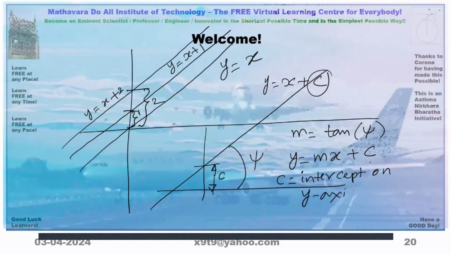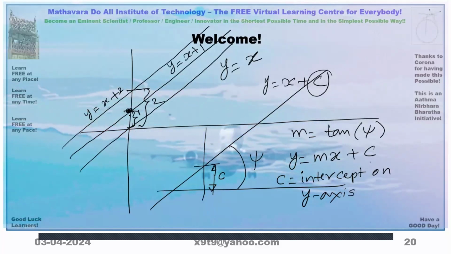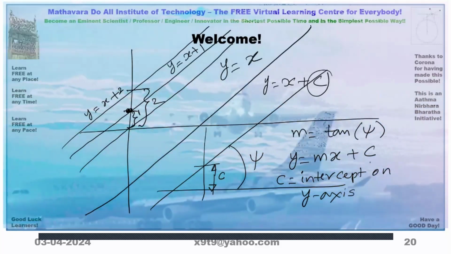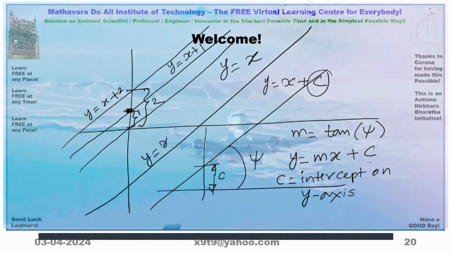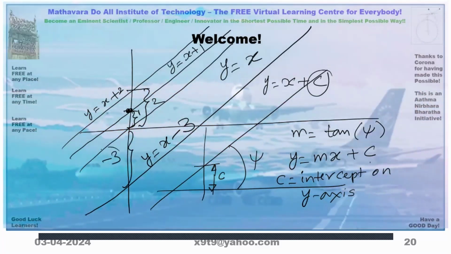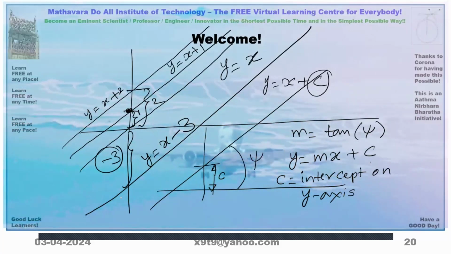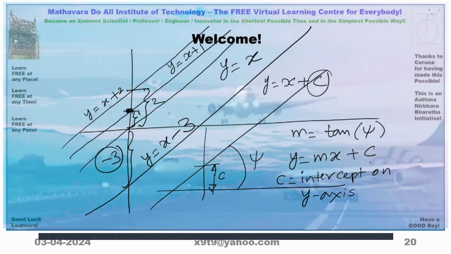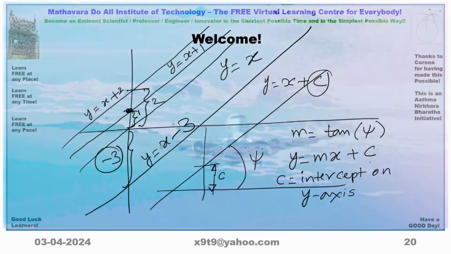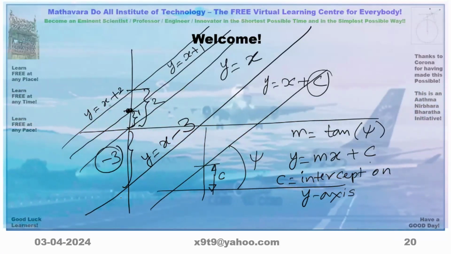On the y-axis. That is the point where the line cuts the y-axis. So how much distance above it will give. Suppose I draw a line like this. This is y is equal to x minus 3. So this height is minus 3. It is coming down, below 3 units. So you are able to follow this one? Yeah.